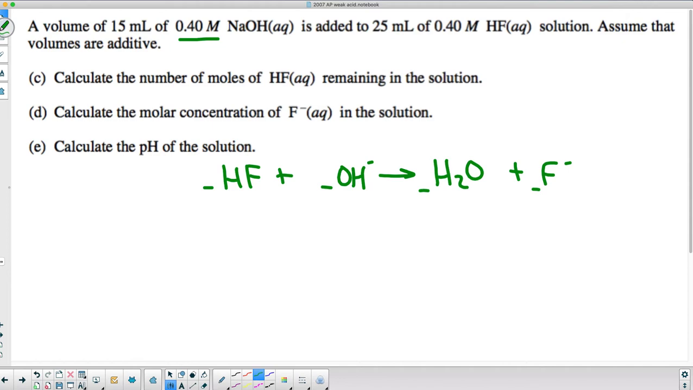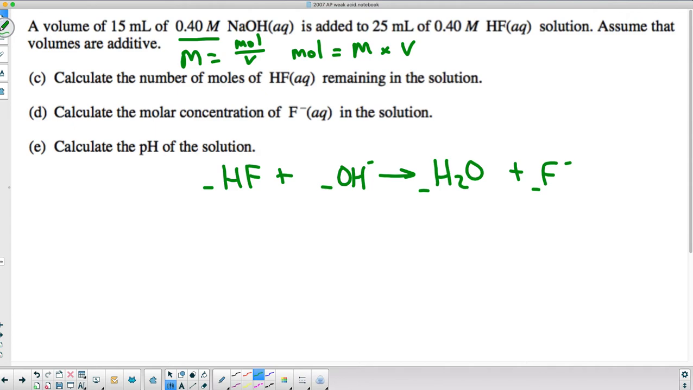So here's what's happening. If I want to know how much HF is left over after the reaction, what I have to do is figure out the number of moles of both HF and NaOH, and that's actually pretty easy to do. You guys know that molarity equals number of moles divided by volume. So if you're solving for moles, it's just moles equals molarity times volume, like that. So all I have to do is multiply the two.